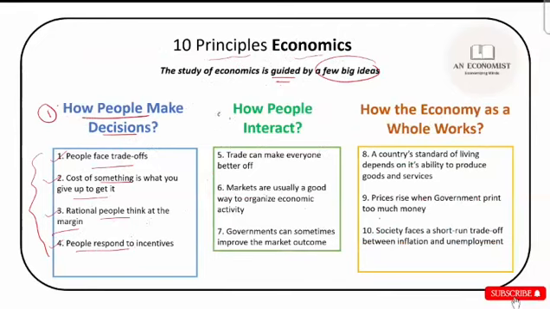The second question that we are concerned with is how people interact. Economics says that trade can make everyone better off. Markets are usually a good way to organize economic activity, and governments can sometimes improve market outcomes. The final question that we are concerned with is how the economy as a whole works. We will say a country's standard of living depends on its ability to produce goods and services. Prices rise when the government prints too much money, and society faces a short-run trade-off between inflation and unemployment.